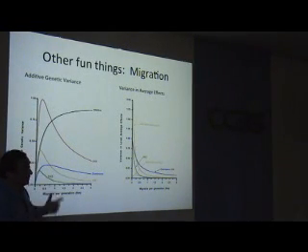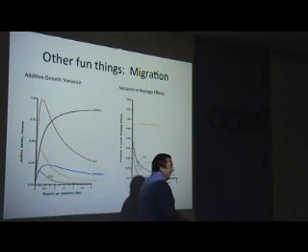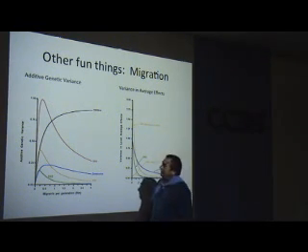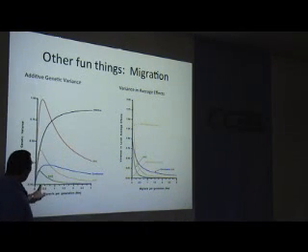So there's a bunch of other fun things we can do with these models. We can add migration. I did this just for fun because we've all heard the old adage, one migrant every other generation is enough to destroy population variation. Well, actually, no. One migrant every 4 generations maximizes additive genetic variance.